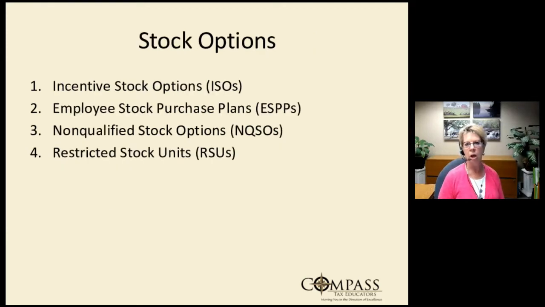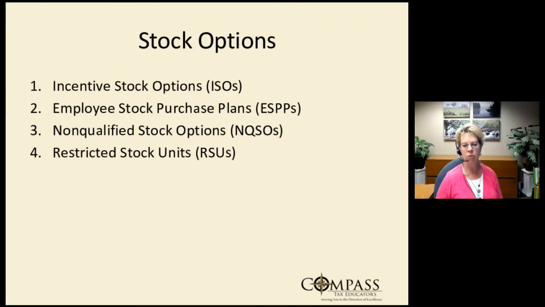So specifically, we're going to talk about 4 different types of stock options or stock incentives. They are incentive stock options or ISOs. Now, this term is actually often used pretty generically. We say our client has incentive stock options. But from a tax perspective, ISOs have very specific tax attributes, and we need to understand the distinction there and the difference. We'll talk about employee stock purchase plans or ESPPs, non-qualified stock options or NQSOs.